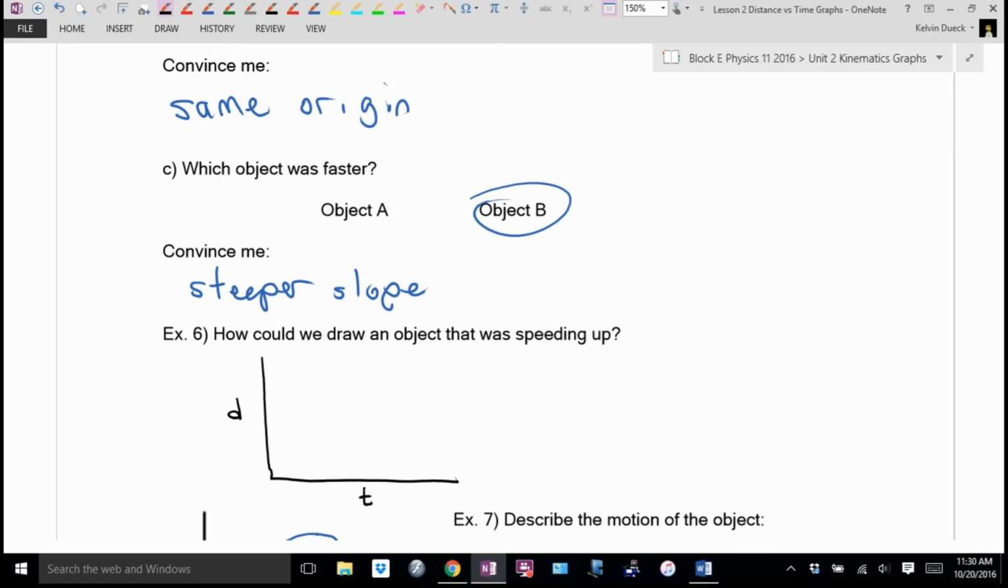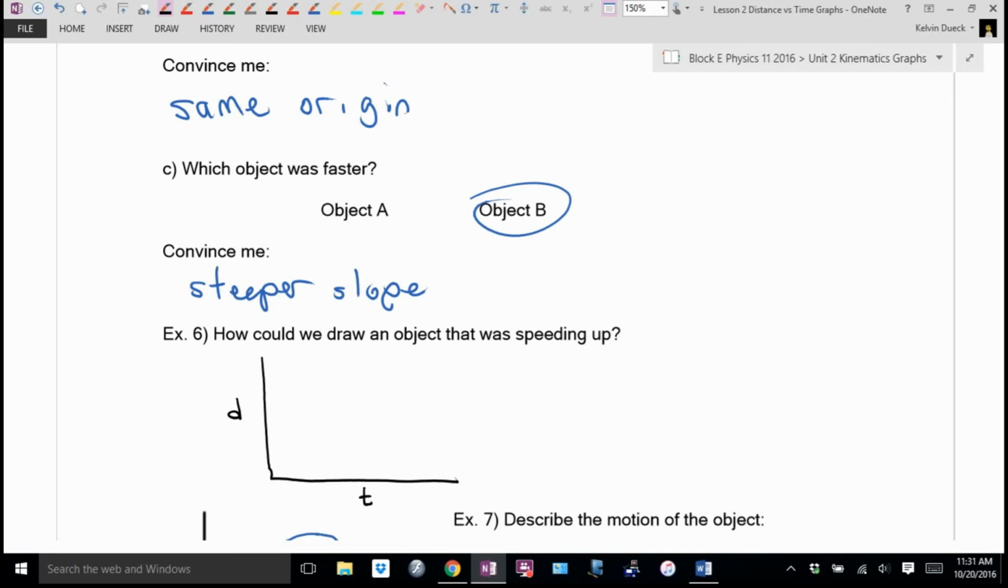What's the key idea? Come on, what was the key idea? It's at the top of the page from a couple of pages ago. Yes? Steeper is faster. Okay, so how would I show speeding up? The object will get steeper. Curve. Curve. Can't be a line.